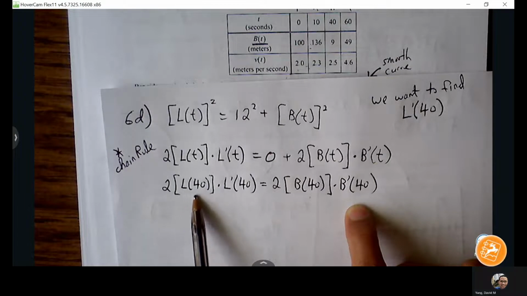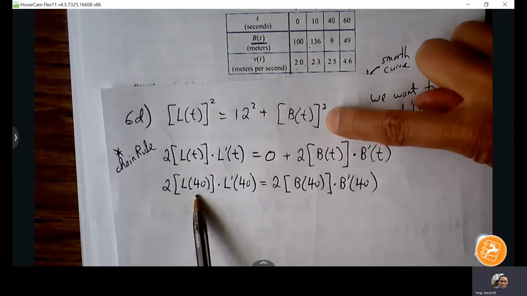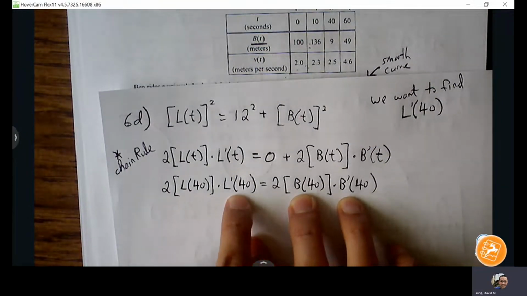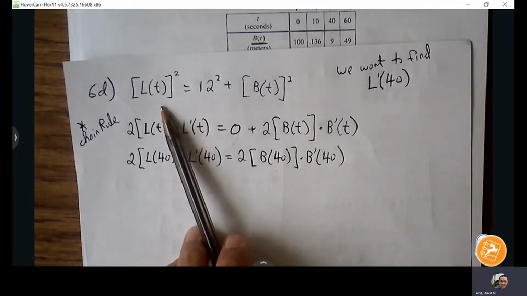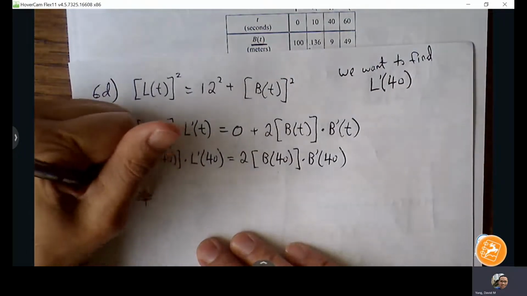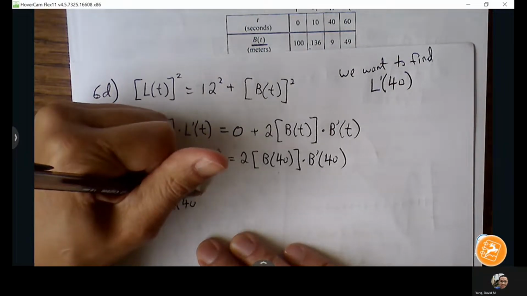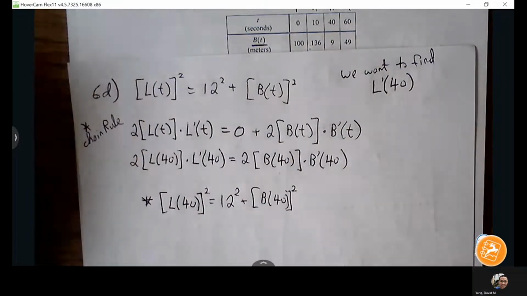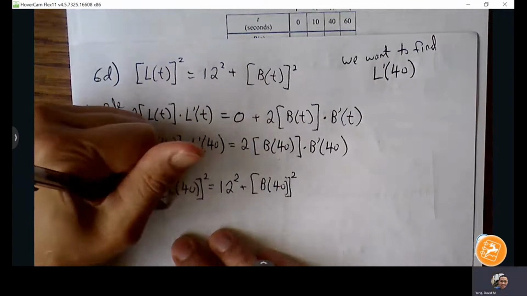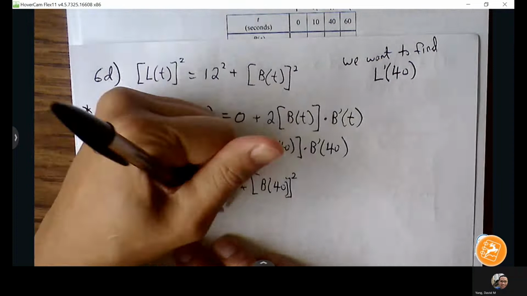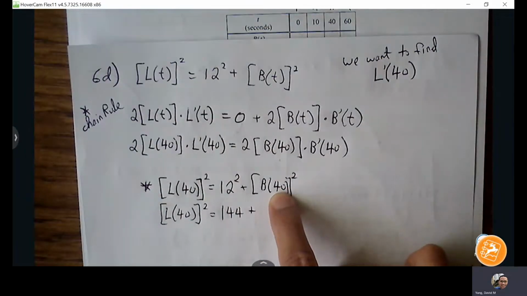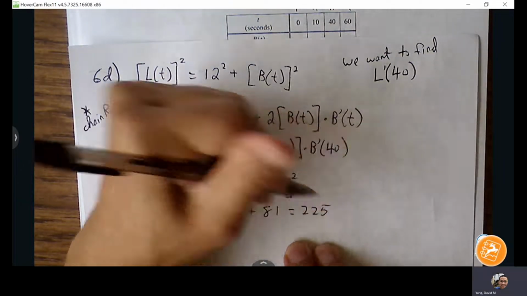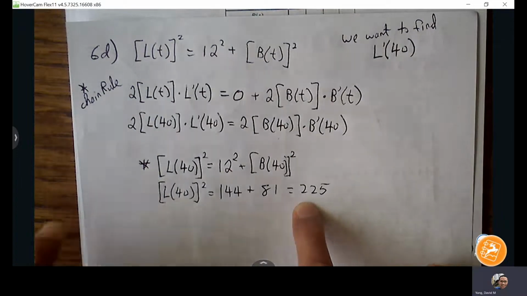How can I find L of 40? Good. I have my L of t equation, so I'll insert into my L of t equation to get L of 40. Then that will allow me to get numeric values out of these 3, and I can isolate and solve for L prime of 40. So let's work on L of t. Let's find L of 40 here. B of 40 is 9. 9 squared is 81. That gives 225, and I can take the square root to get L of 40, which is 15.